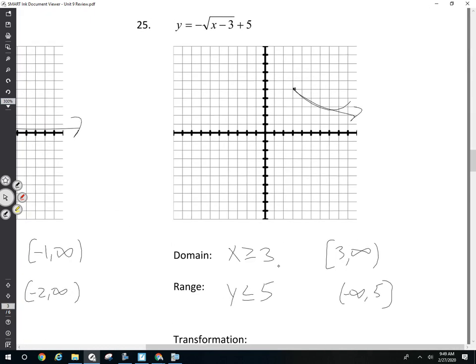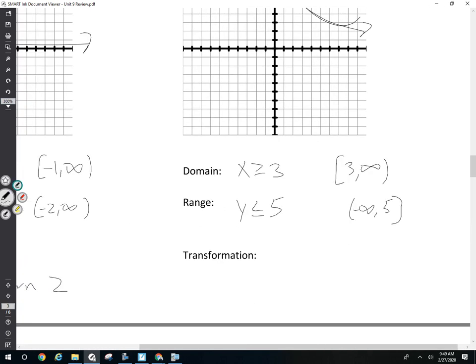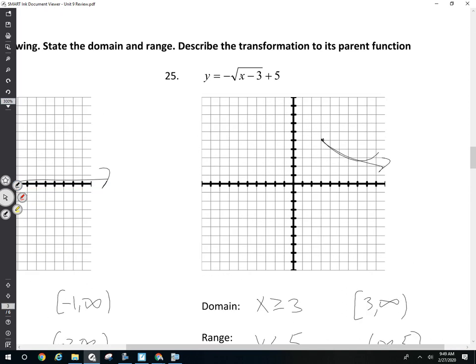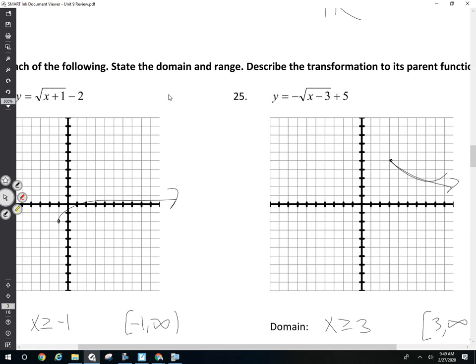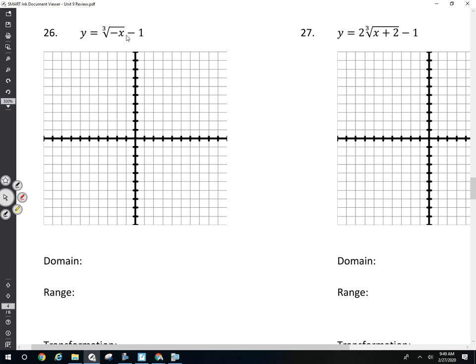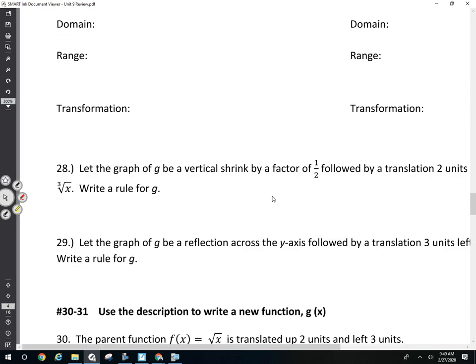What's the transformation? Okay, right 3, up 5. That's my shift. But then I have a vertical reflection, a reflection of my y's. I'm doing this outside. Remember, outside the function will affect the y's. Inside the function will affect the x's. This example right here and these examples are going to help us when we start writing transformations.